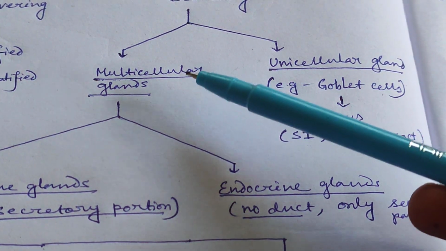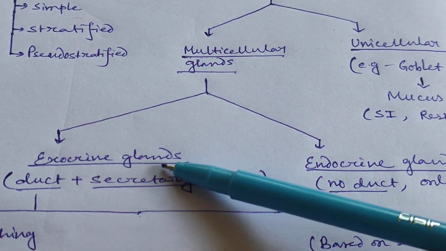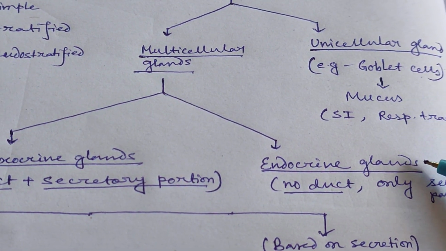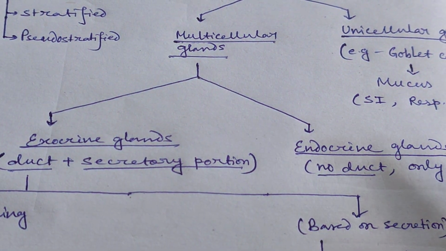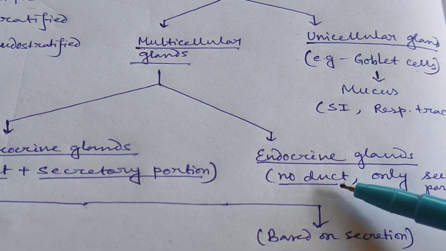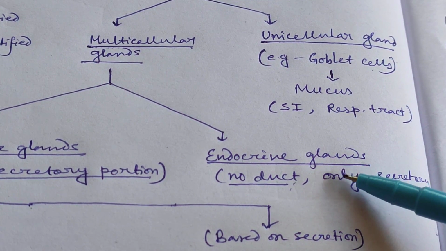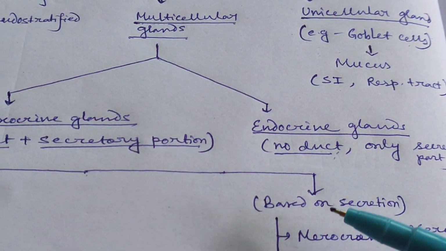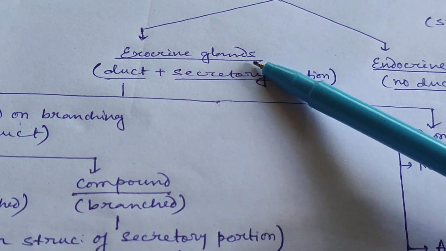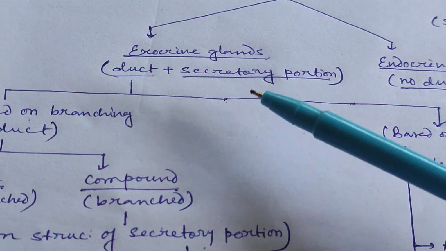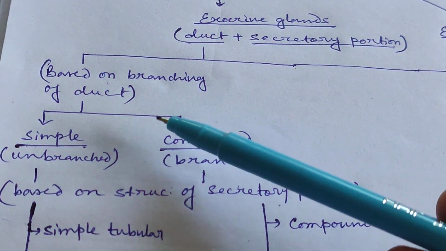On the other hand, there are multicellular glands. Multicellular glands can be of two types. One is exocrine gland and another one is endocrine gland. As we all know, exocrine gland have both duct and secretory portions, while endocrine gland lost their ductal portion and has only secretory portion. Endocrine glands are mainly concerned with hormonal secretion. In this video, we are going to discuss mainly different types of exocrine glands based on their duct and secretory portion structures.